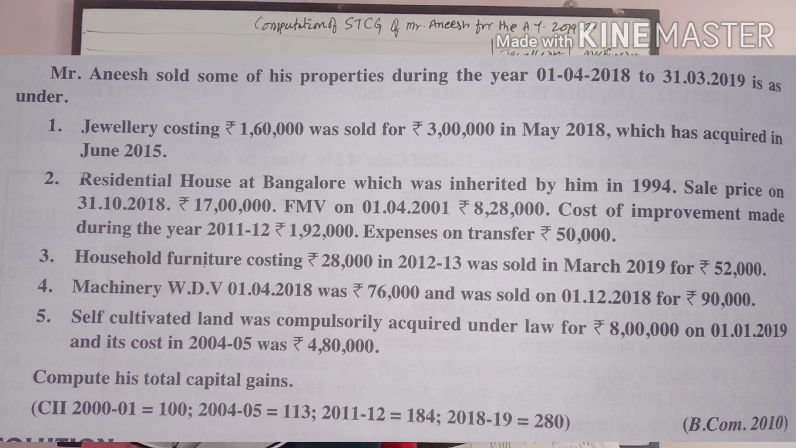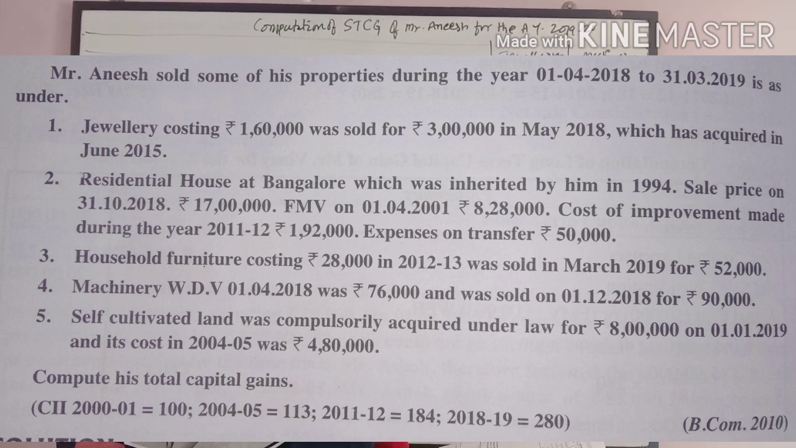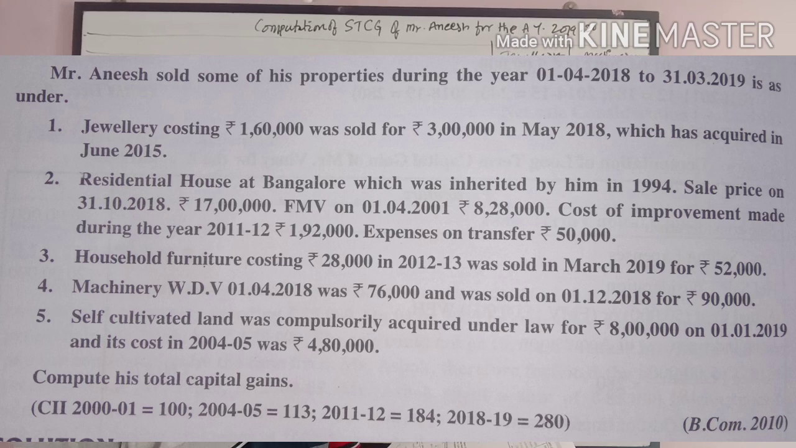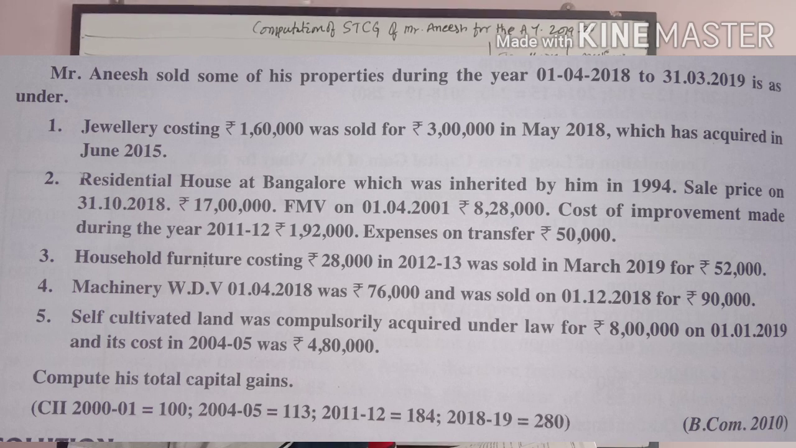Fair market value on 1/4/2001, 8,28,000. Cost of improvement made during the year 2011-12, 1,92,000. Expenses on transfer 50,000. Household furniture costing 28,000 in 2012-13 was sold in March 2019 for 52,000. Machinery, WDV of machinery 76,000 and was sold on 1/12/2018 for 90,000.